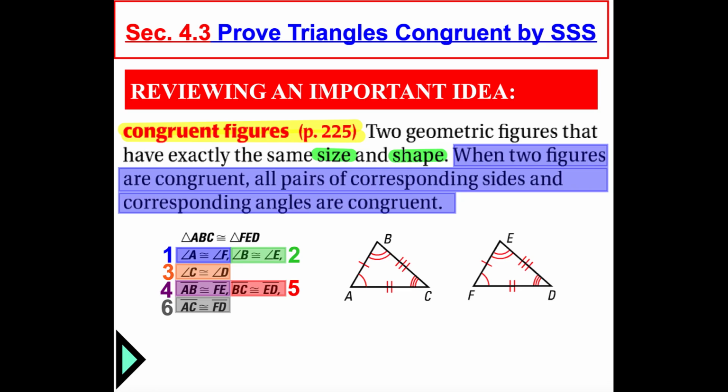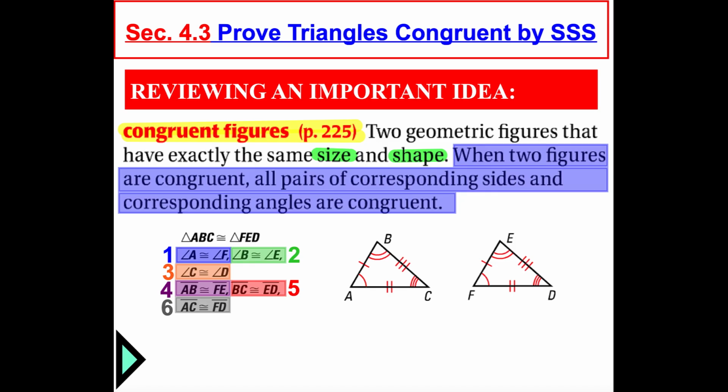What we're going to do is we're going to weave sections 4.3, 4.4, and 4.5 together as one kind of super lesson, because they all cover a common theme. And let's jump right into that common theme. Reviewing a really important idea from earlier.